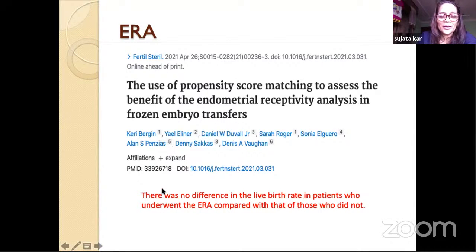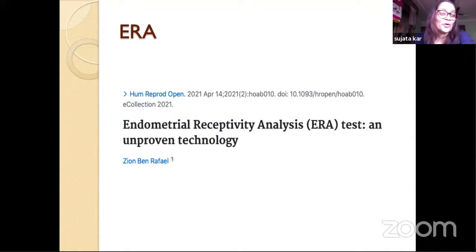this paper's conclusion was that there is no difference in live birth rate in patients who underwent ERA compared to those who did not undergo ERA. I don't know, you all may not agree with me, and this is not something which I'm propagating or anything against ERA, but this is the recent publication in Human Reproduction Open 2021, Endometrial Receptivity Analysis Test, an Unproven Technology.